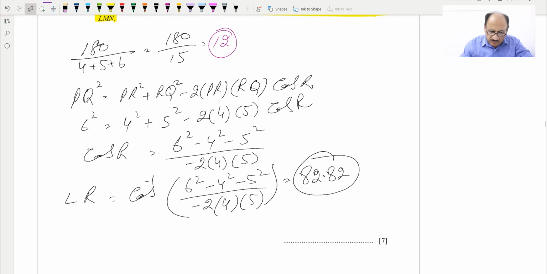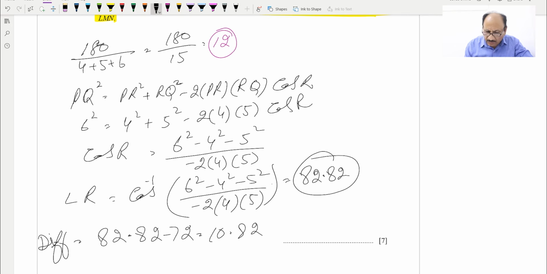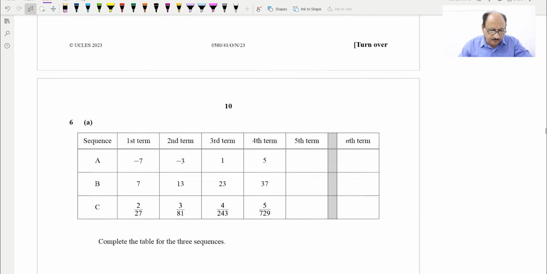So we can write the difference will be equal to 82.82 minus 72, which is 10.82, and 10.8 will be the answer rounded to 3 significant figures. And this was a 7-mark question which we have done.